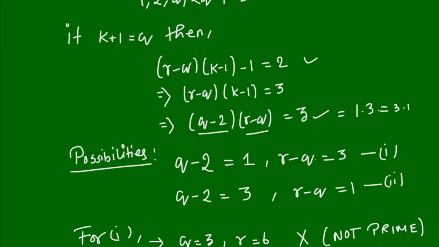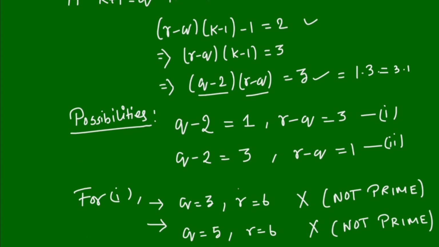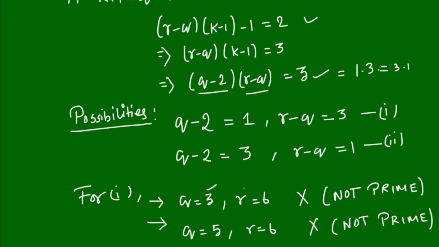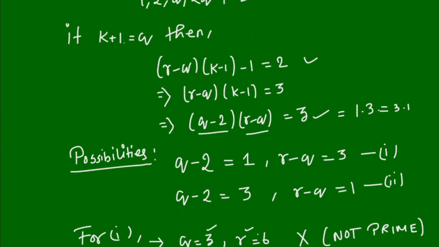The possibilities are as follows, and for number 1 you simply get the value q equals 3 and r equals 6, and for number 2 you simply get the value q equals 5 and r equals 6. And both of these are not solutions to our equations, because r is becoming an integer which is not a prime, correct? 6 is not a prime, so thus we discard these solutions. Okay, so k plus 1 equals to q is done.